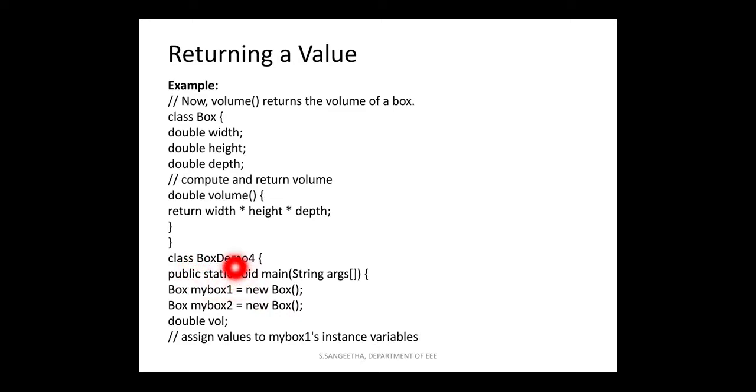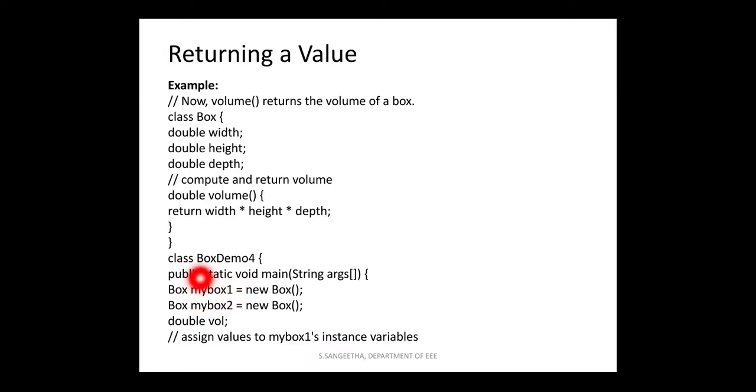So here we are declaring two boxes. First box will be mybox1 and second box will be mybox2. So these two boxes will be assigned. Now you have to assign the instance values for these two boxes. First you have to assign the instance values for mybox1. Next you have to assign the instance values for mybox2.